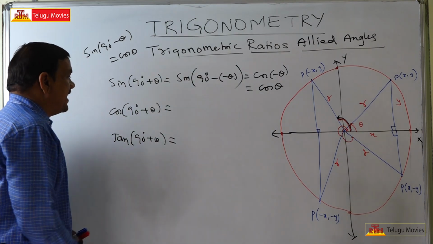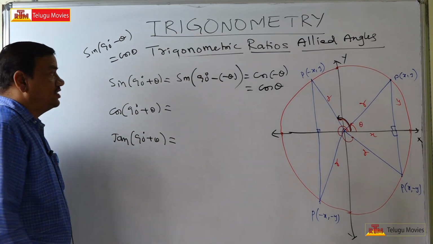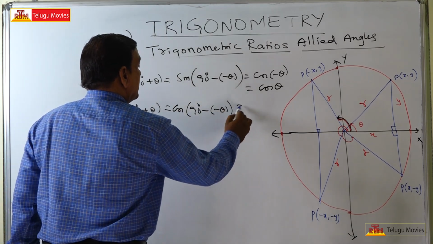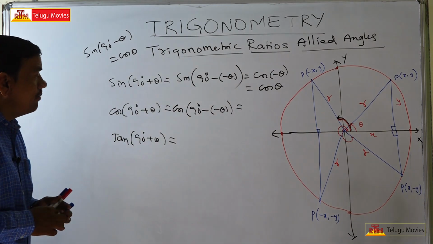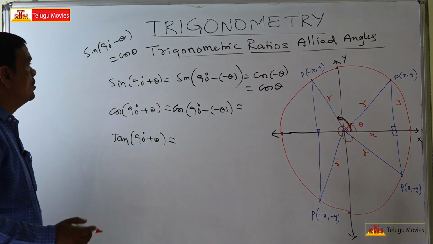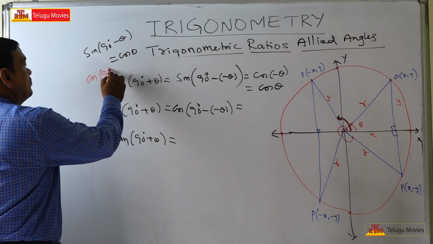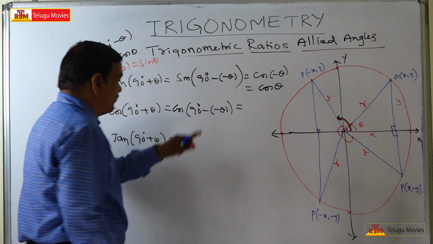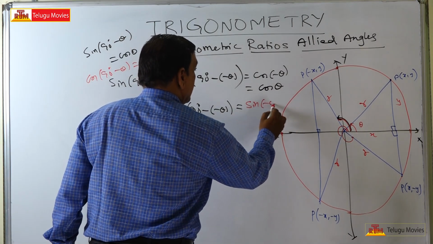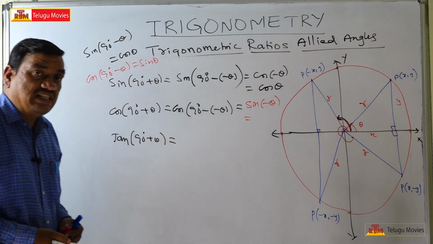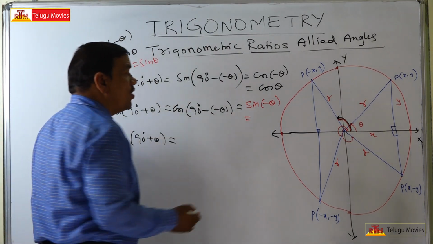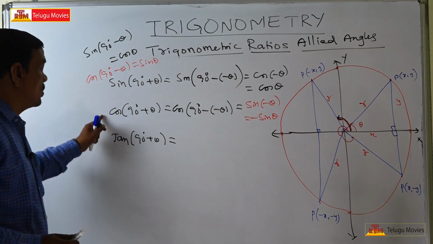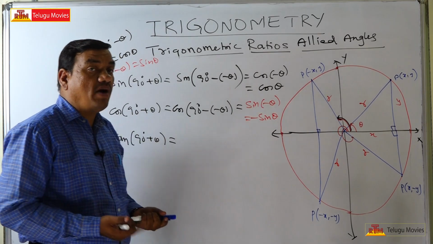Understand this. Second one, cos of 90 plus theta is equal to how much? This is cos of 90 degrees minus of minus theta. What is cos of 90 minus theta? Just now I proved this is sin theta. So this is sin of minus theta. In the first class I explained that sin of minus theta means minus sin theta. Therefore, cos of 90 plus theta is equal to minus sin theta.